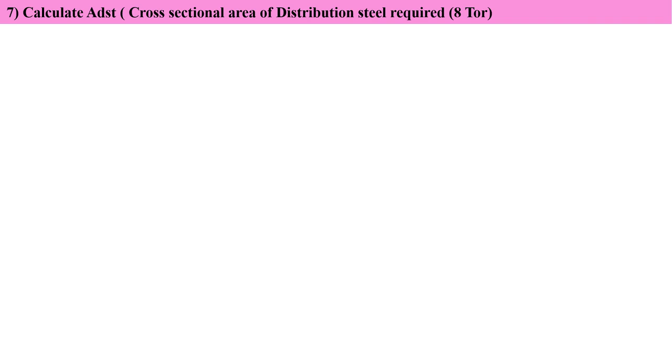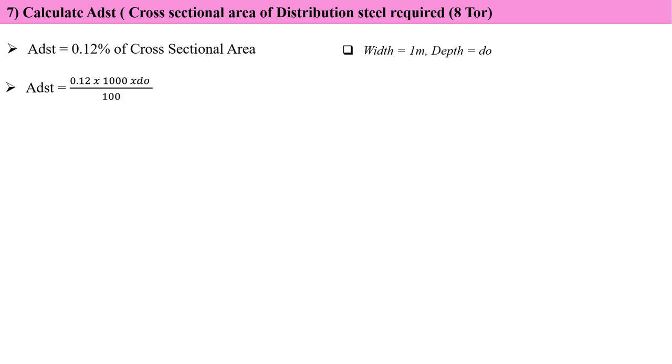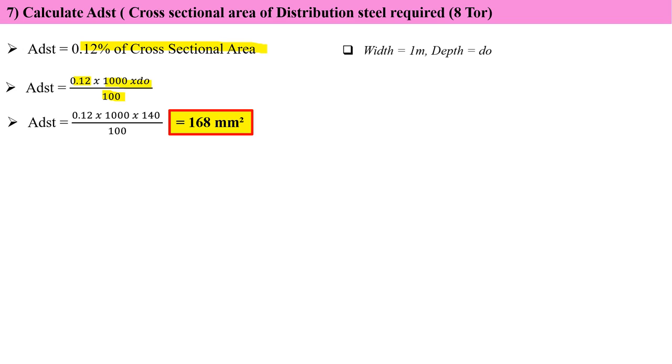Now let's calculate the Ast for distribution in a similar fashion. So the diameter of the bar I'm considering is 8 Tor. So the formula for Ast is 0.12% of the cross-sectional area. So just putting the same values into the formula. 0.12 percentage means divided by 100, multiplied by cross-section area, means overall depth multiplied by 1 meter width, that is 1000 mm. So putting the value, I am getting 168 mm square.